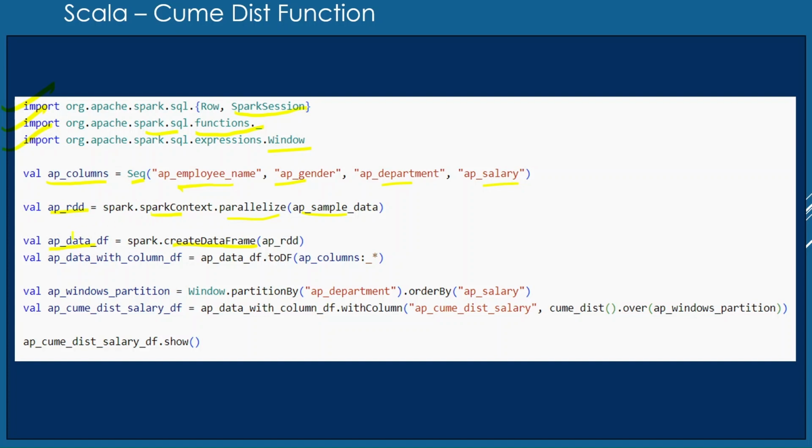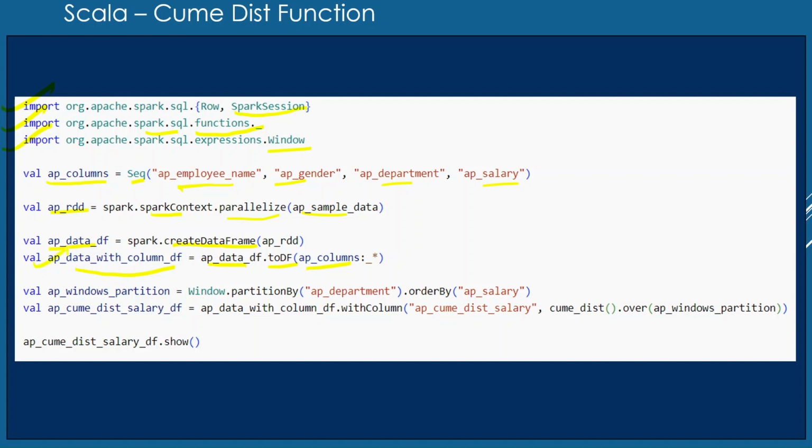This data frame has been created, but it doesn't have column names. So on top of that data frame, I am calling the toDF function, and I am supplying this variable. This variable has a sequence which has 4 names, and they will act as the columns. So the resultant data frame is this one. It has the data as well as the columns.